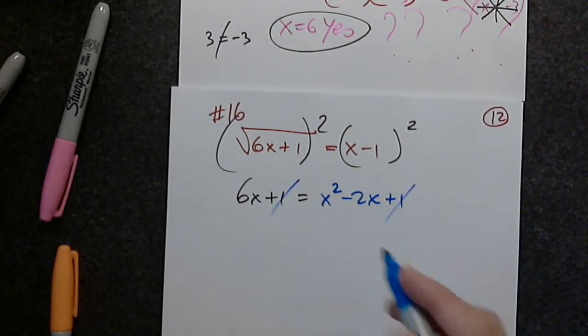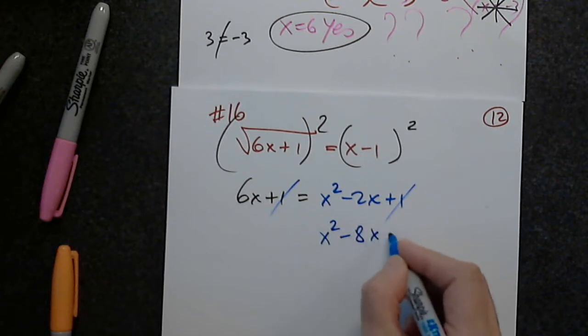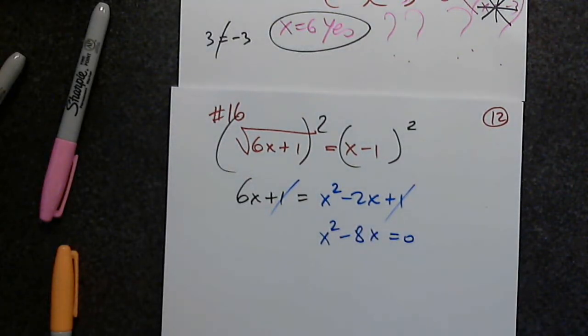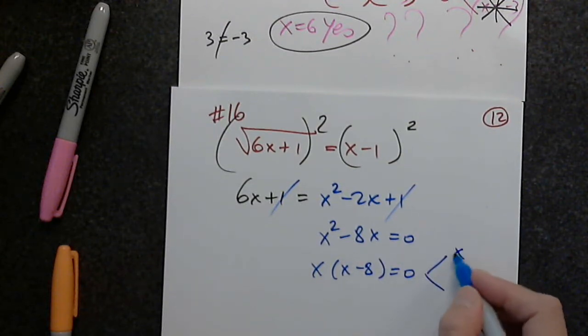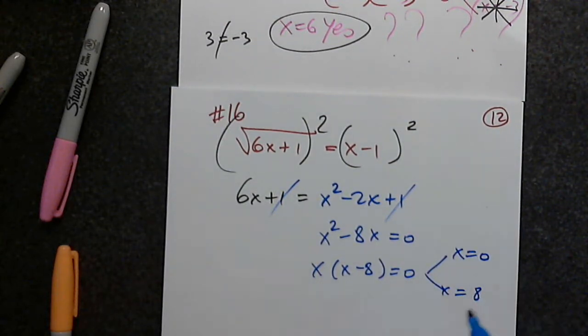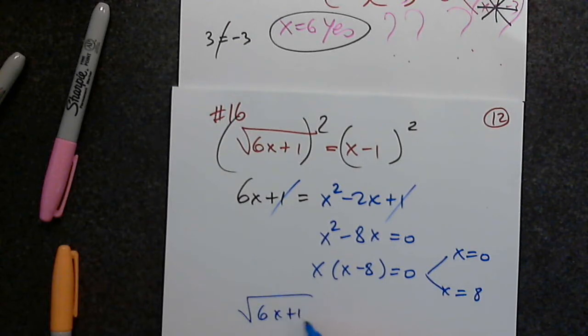One goes away. It's quadratic. I move 6x. I factor out x. And I get 2 options. Please check. In the meantime, I'll take attendance. And please tell me which one works. Or maybe both. I don't know.